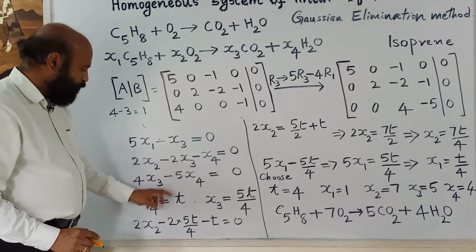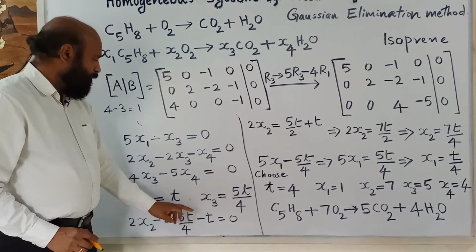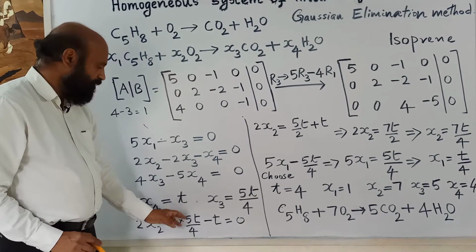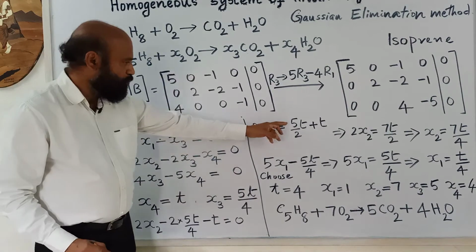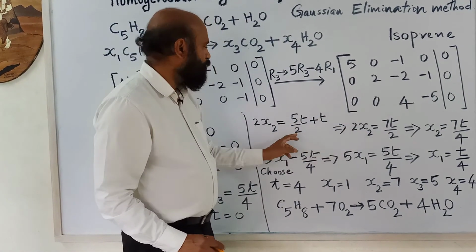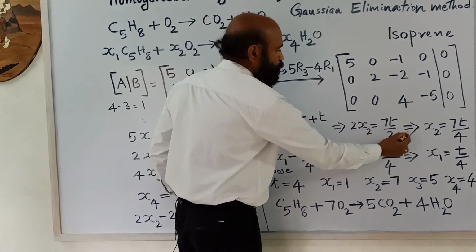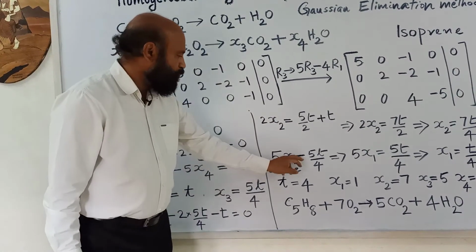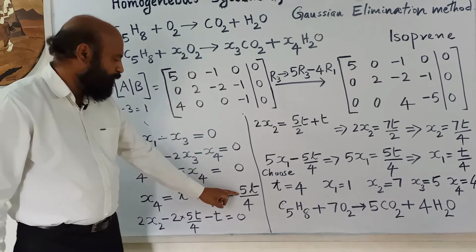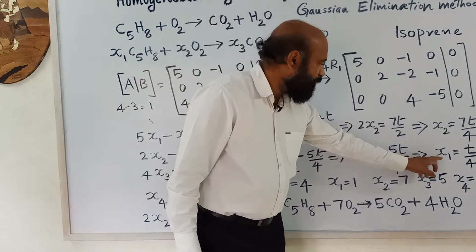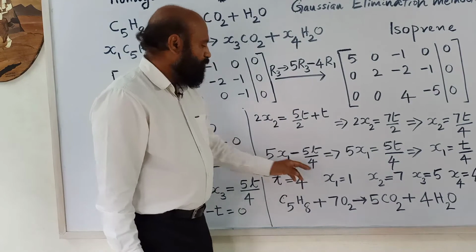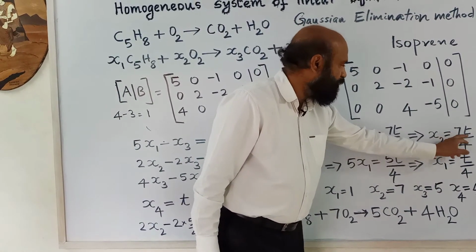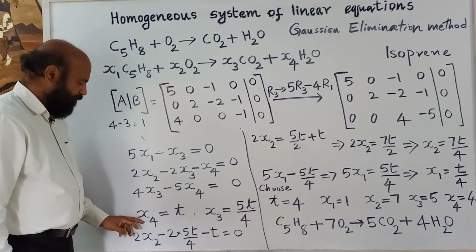So 2x2 minus 2 times x3, and for x3 you give the value 5t by 4. Then minus x4, you give the value t. After this, rearrange: this 4 and this 2 will cancel, and take it to the other side. You will get 2x2 is equal to 5t by 2 plus t, that means 2x2 is 7t by 2. So x2 is 7t by 4. Now you substitute in the first equation: 5x1 minus, for x3 you put 5t by 4. After rearranging you will get x1 is t by 4. So now we got x1 is t by 4, x2 is 7t by 4, x3 is 5t by 4, and x4 is t.